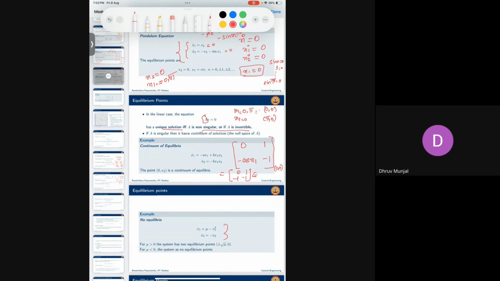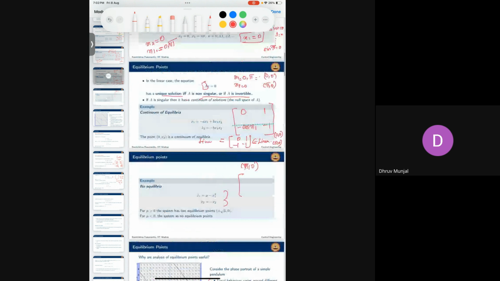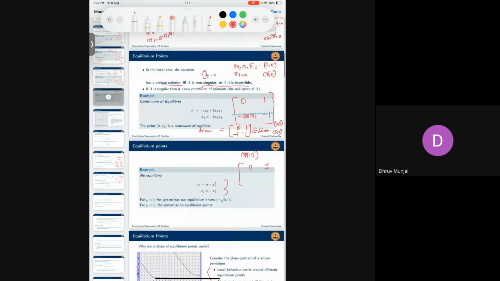So this is the linearized system around the equilibrium point 0 comma 0 of the simple pendulum. Whenever the simple pendulum is kept at 0 comma 0, this is the linearized version of the simple pendulum. When I do it for pi comma 0, that is the upright position, this will give me 0 1, cos pi will be minus 1, this will be 1 minus 1. So this is the difference between the 0 comma 0 and pi comma 0 linearized versions of the simple pendulum.